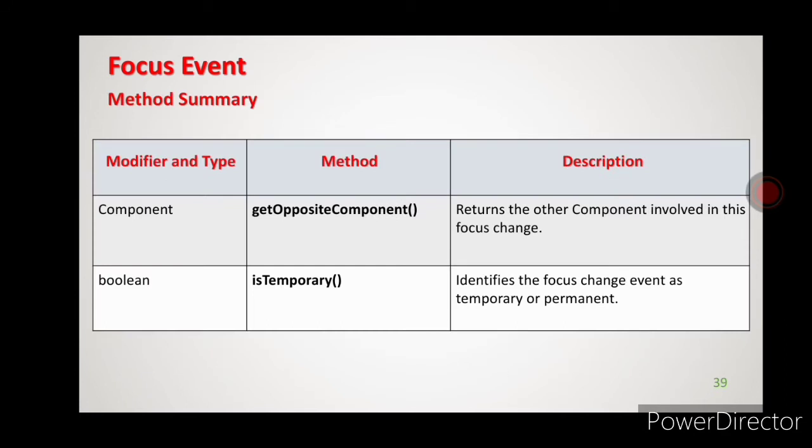Next, these are the methods used with the focus event. getOppositeComponent returns the other component which is involved in the focus event. Next is isTemporary, which checks whether the gained focus is temporary or permanent. If it returns true, it is temporary. If it returns false, it is permanent.